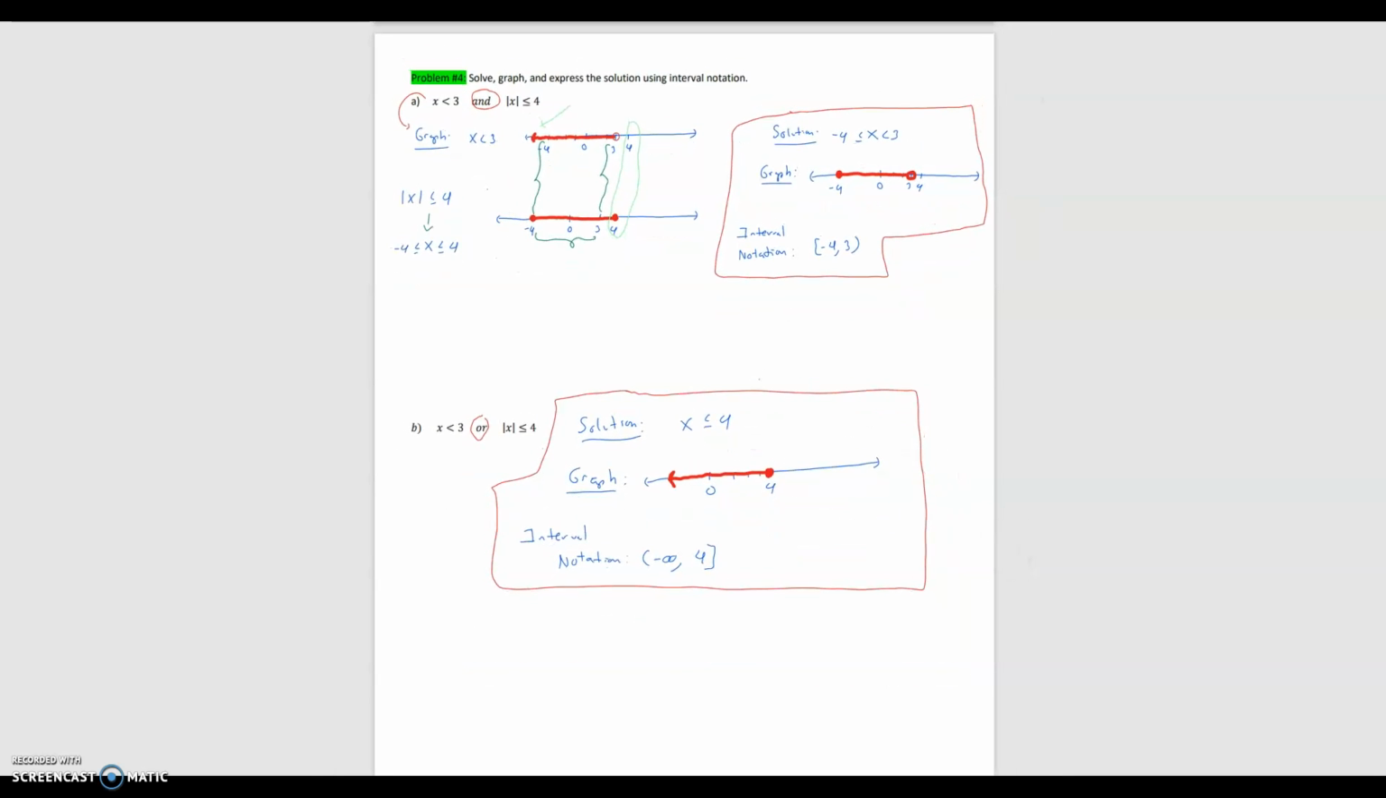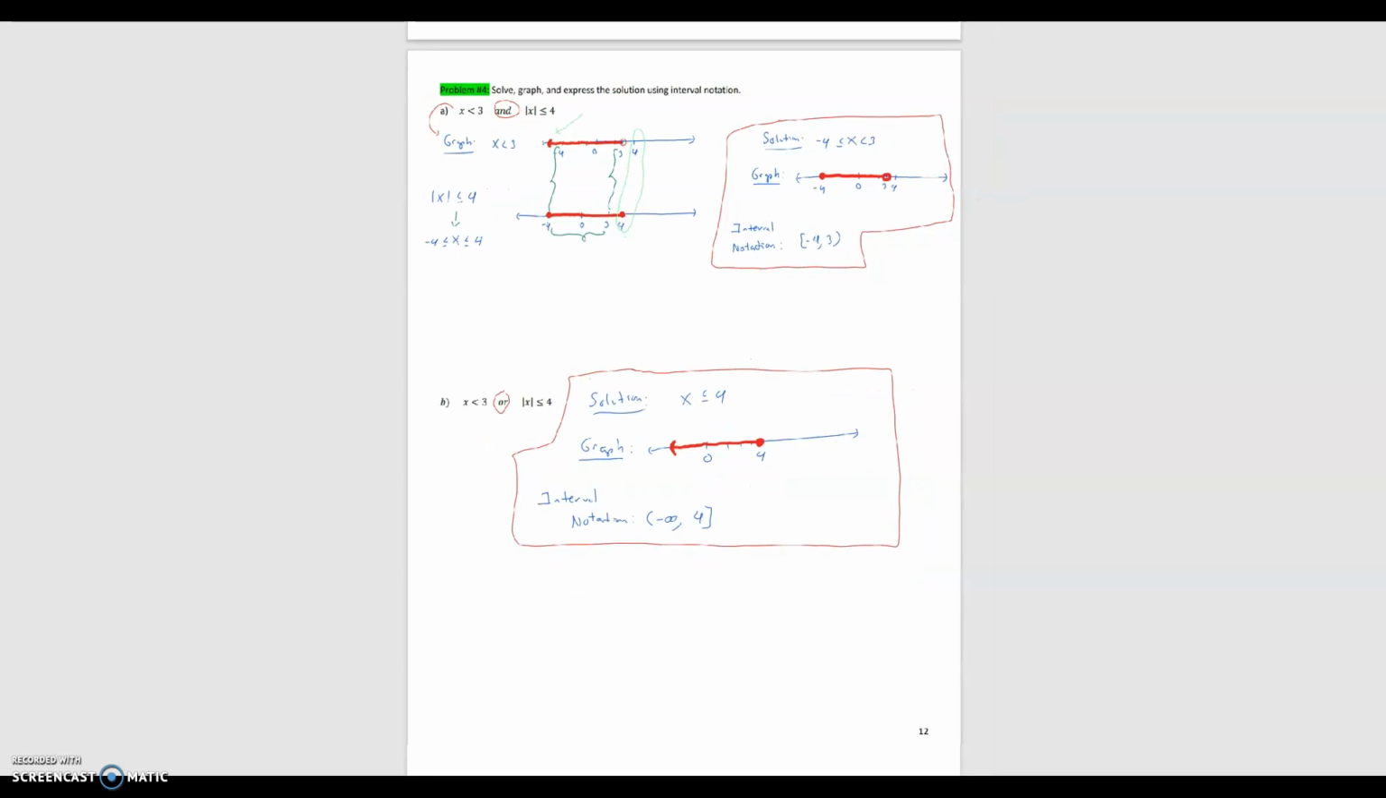So let me take another look. As we merge these together, this one goes to the left. Even though this one doesn't have it, we're including it. That's here, all the way to the maximum value, which would be 4. That's it for the union.